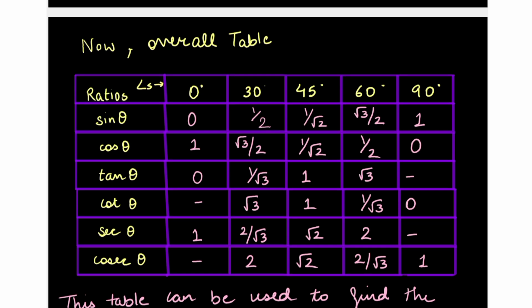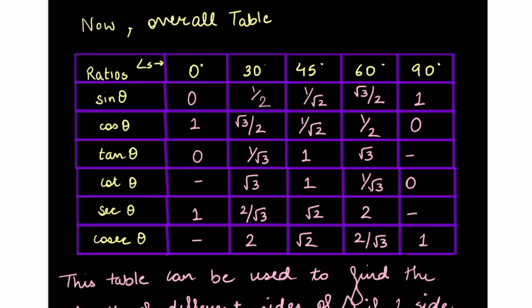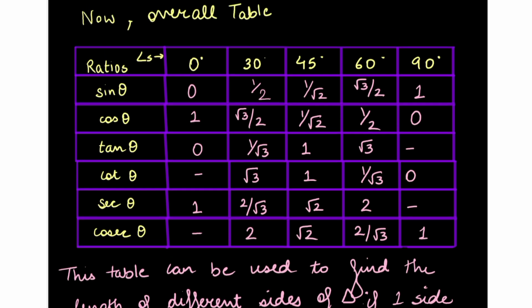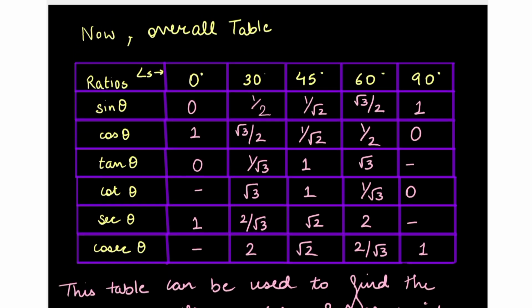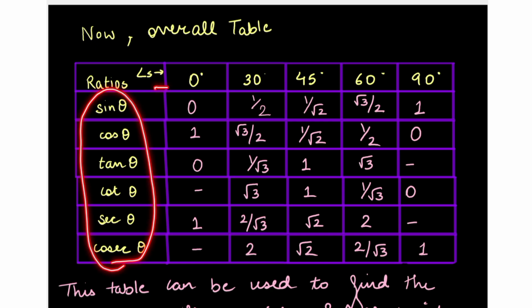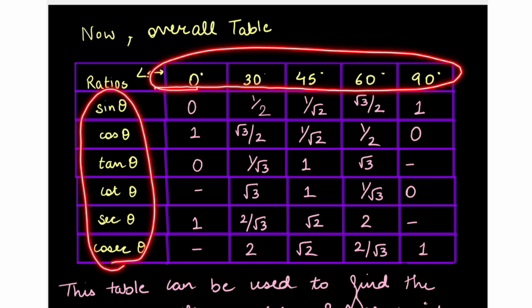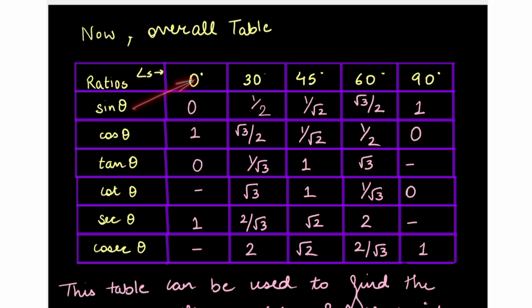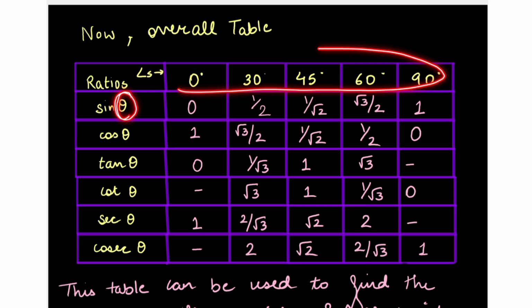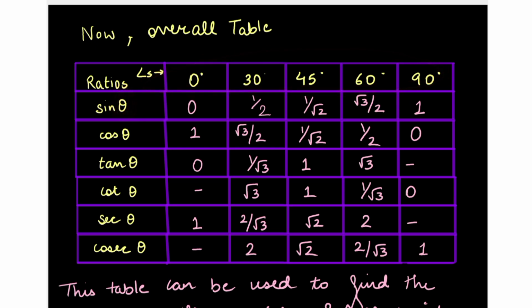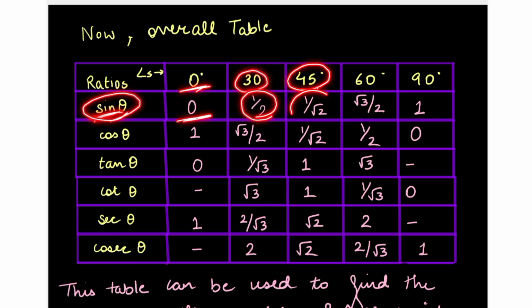Okay, so now this is the overall table that we have. In this table, on the left hand side I have written the trigonometric ratios, and on the top I have written the angles with respect to these trigonometric ratios. So we can read this table by putting the value of these angles in place of theta. We can get, like, sine 0 degree is 0, sine 30 degree is 1 by 2, sine 45 degrees is 1 by root 2.